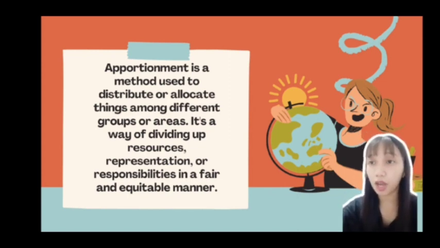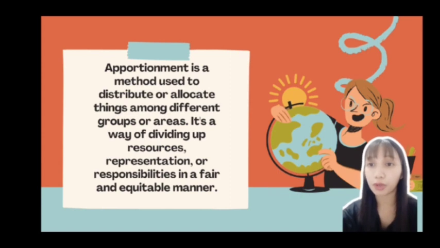In politics, for example, apportionment is used to distribute seats in a legislative body like the U.S. House of Representatives among the states. This is done based on population, so that each state gets a fair representation. Without apportionment, some states could end up with a disproportionate amount of power, while others could be underrepresented.